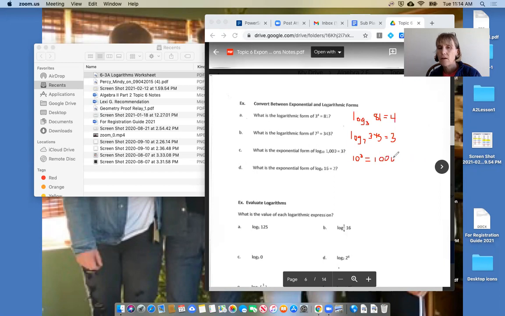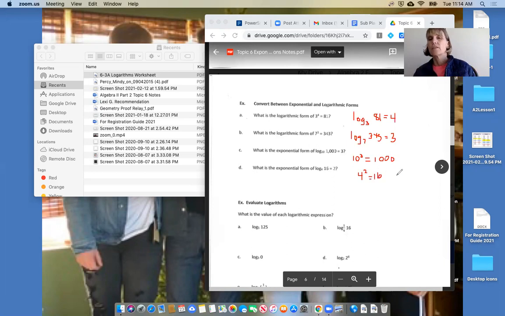That is that log form written in exponential form. And then this one, the way that I would read this, what is the exponential form of log base 4 of 16 equals 2? So the base is the 4, the exponent is the 2, and it equals 16.